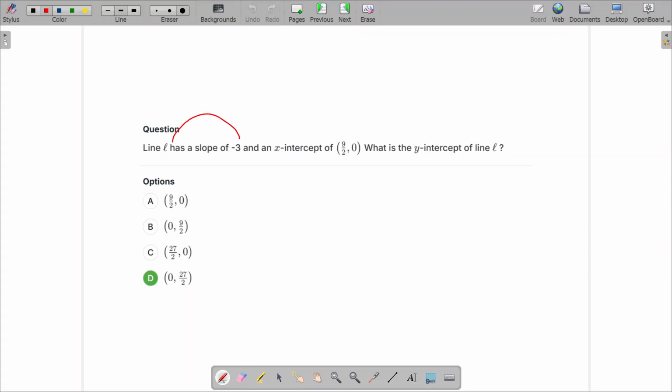Line L has a slope of negative 3 and an x-intercept of (9 over 2, 0). What is the y-intercept of the line? They are asking you the y-intercept. So what do you think it should be? Take a few seconds and try to do this question.